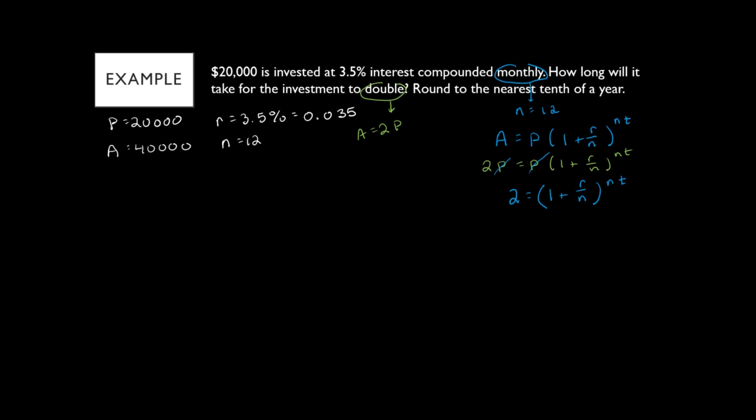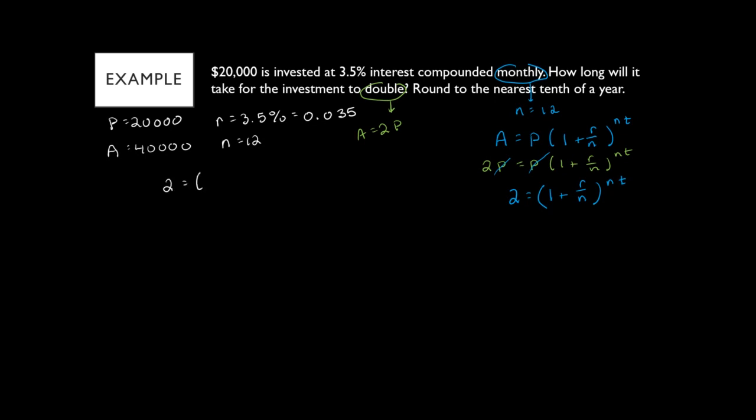So you can solve your formula by plugging in $20,000 and $40,000, or you can use what we have on the right: 2 equals 1 plus r over n to the n times t. That's what I'm going to use. If you solve using the 20,000 and 40,000, you will get to that same spot. It's just a slight little shortcut here.